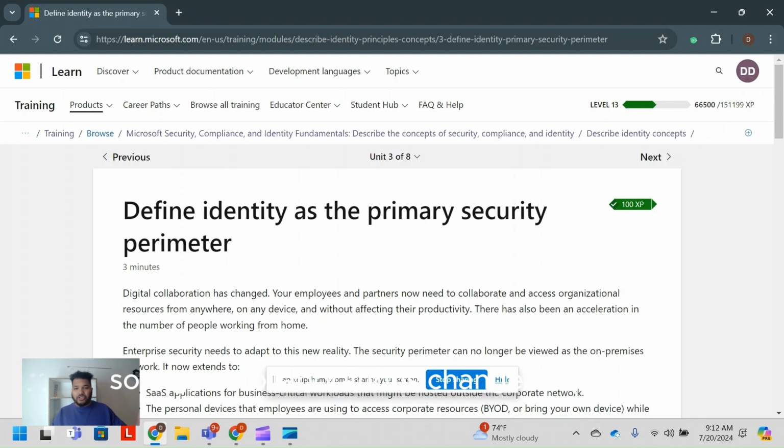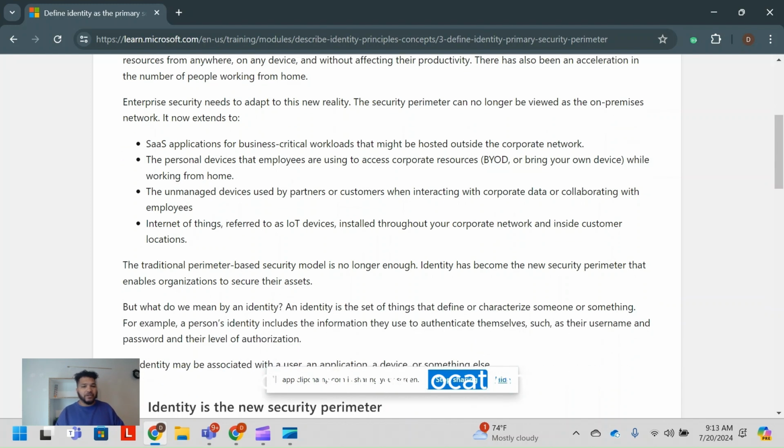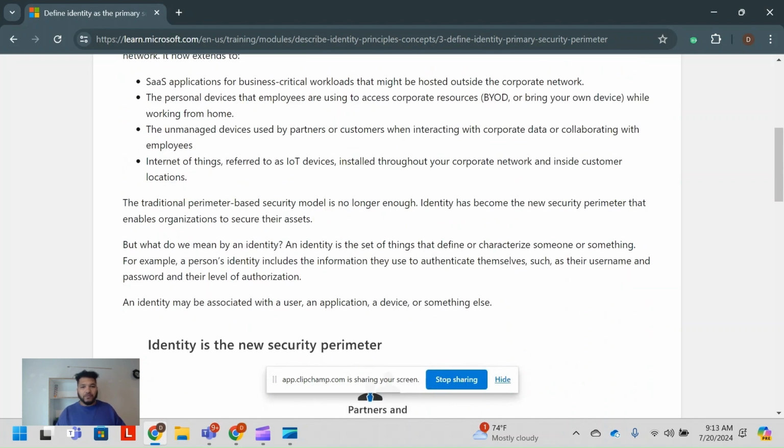Digital collaboration has changed. Employees and partners need to collaborate and access organizational resources from anywhere, on any device, without affecting their productivity. So if we look at why: SaaS applications are critical. Business-critical workloads are hosted outside the corporate network. Personal devices in the BYOD methodology. Unmanaged devices used by partners or customers when interacting with corporate data or collaborating with employees. Internet of Things, or IoT devices, installed through the corporate network inside customer locations. That traditional network-based security perimeter is not enough anymore.